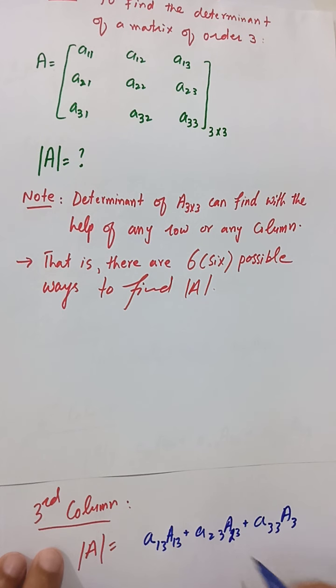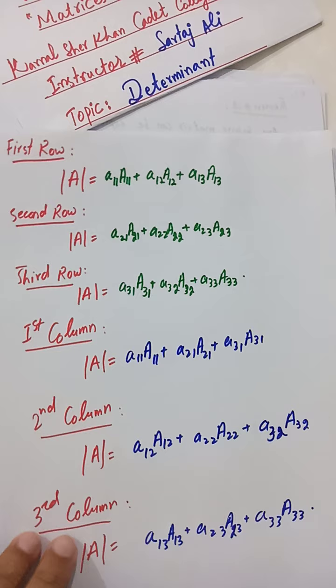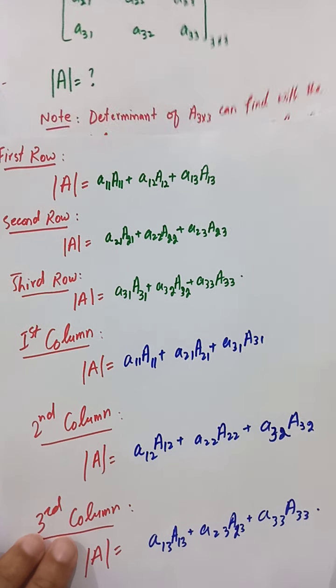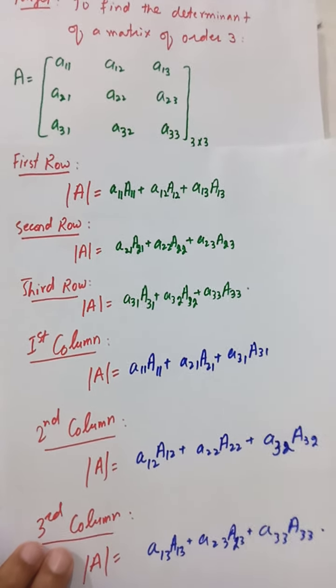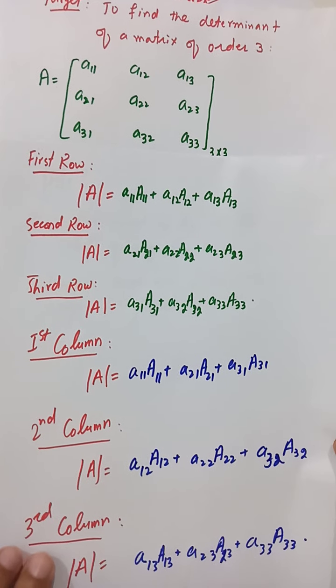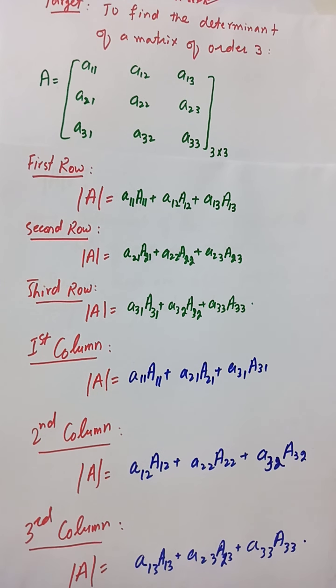Sorry, this must be 2, 3. So you see that these are the 6 possible ways to find out the determinant of this matrix A. The matrix A is the square matrix of order 3.